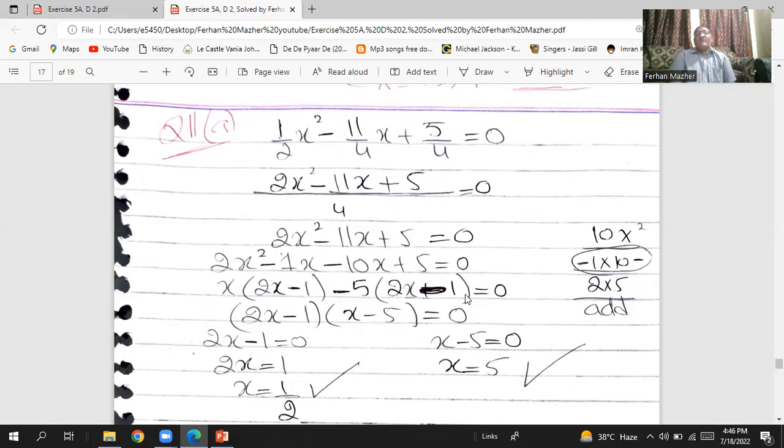From the first two terms, you can see 2x square minus 1x. The x is common, so we will take the x common. In the bracket, you are left with 2x minus 1. And from the last two terms, you can see -5 is common, so we will take -5 common from the last two terms. In the bracket, you will have 2x minus 1 and equals to 0.